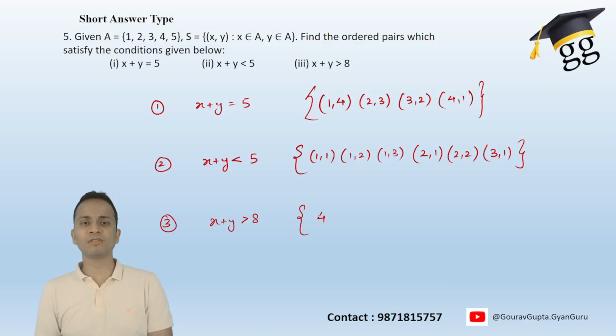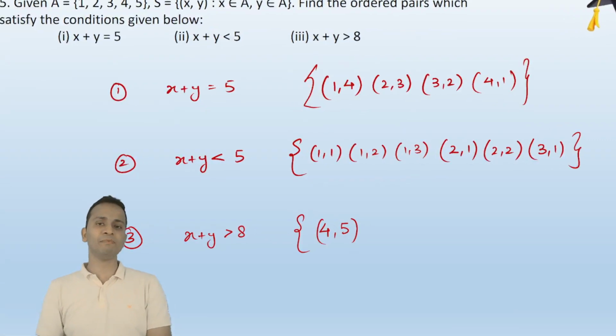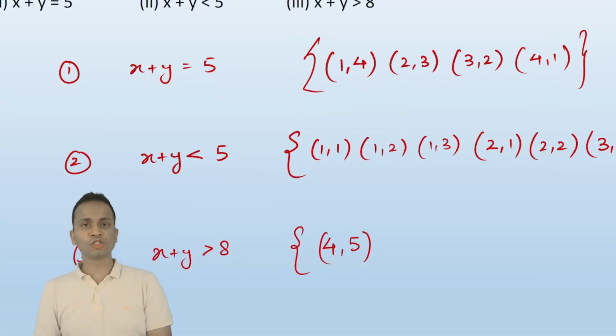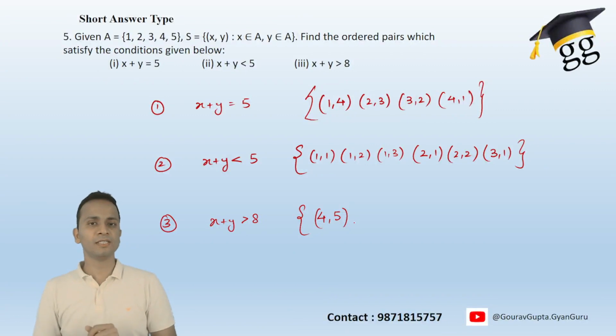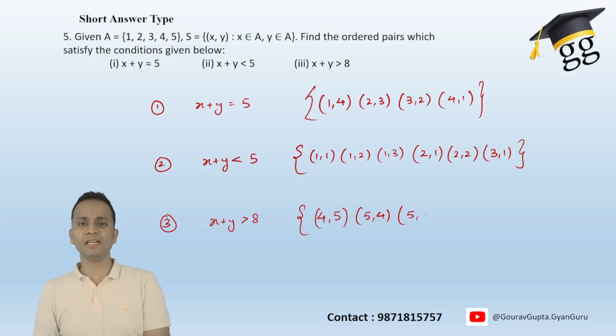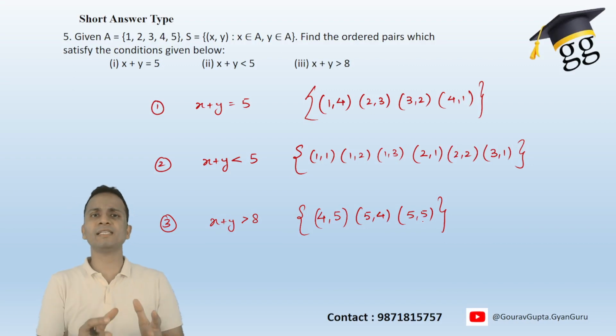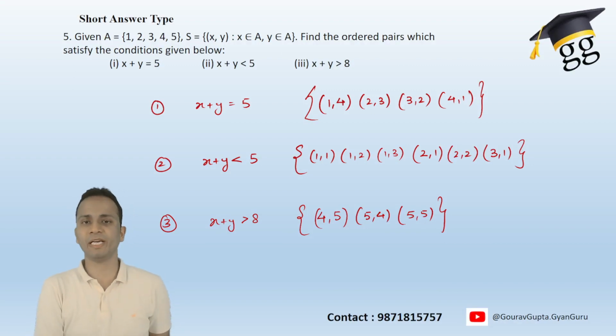So I'll start from the value of x which is equal to 4. Now x is equal to 4, the value of y is 5. Yes, it can be considered. So for x equal to 4, the value of y can only be 5. Now next, when x is 5, the value of y can be 4, the sum is 9, which is greater than 8. And finally, when x is 5, the value of y can also be 5. Sum is 10, it is satisfying the condition and hence it will be considered. So there will be 3 ordered pairs in this case.